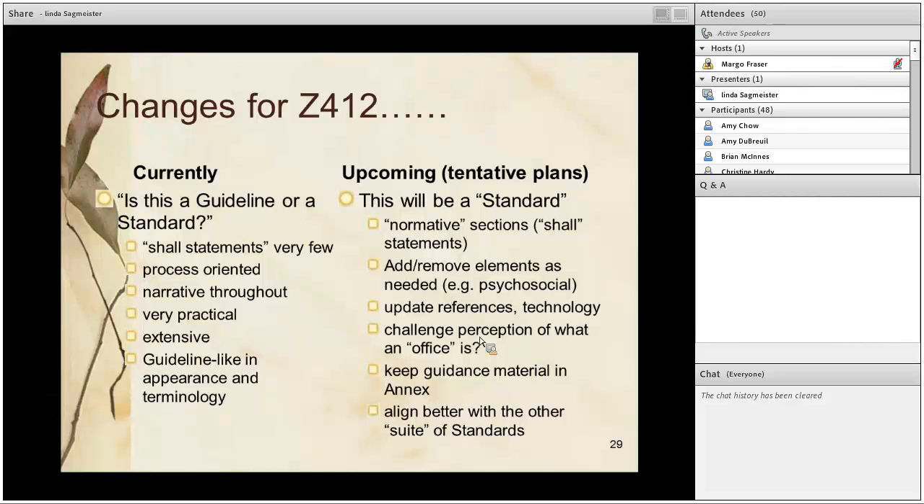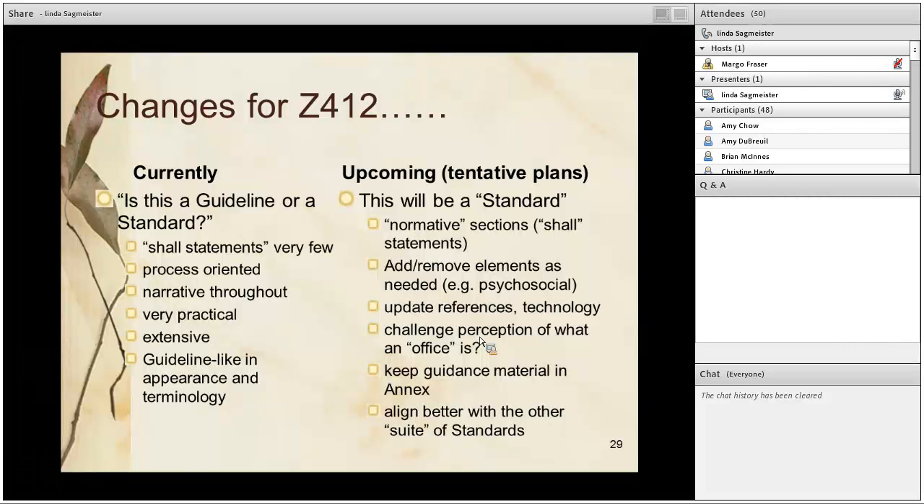The elements that are changing so drastically since 2000 will be looked at again to see whether or not they are current, whether they need to stay, or whether there are other ones that are now on the scene that weren't then that need to come in. That means updating references and technology and so on.